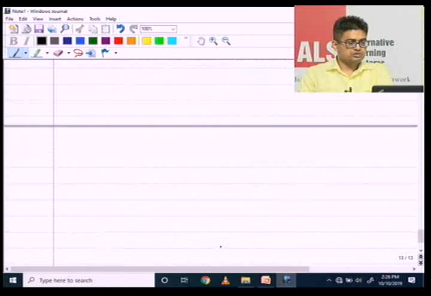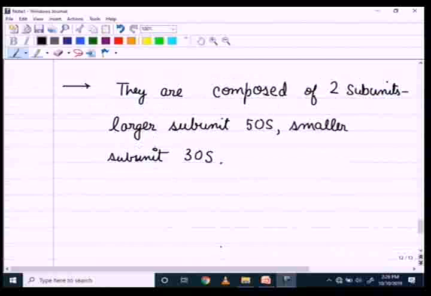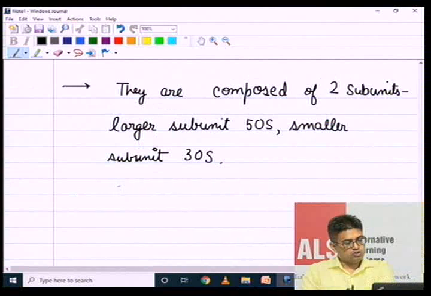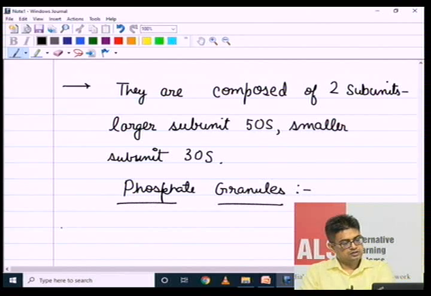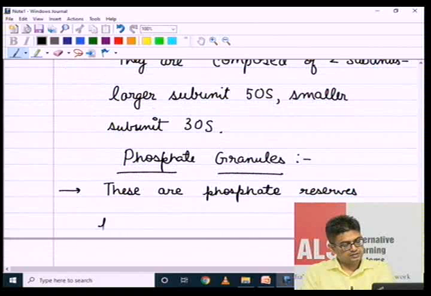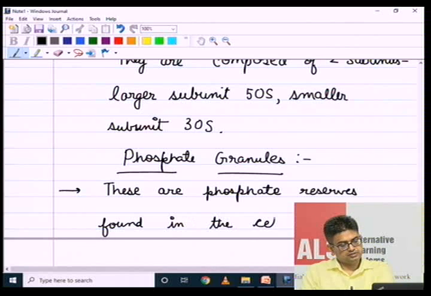Then there are some granules we have to talk about. So there are some phosphate granules. These are phosphate reserves found in the cell. Nothing special about it. Phosphate reserves found in the cell.